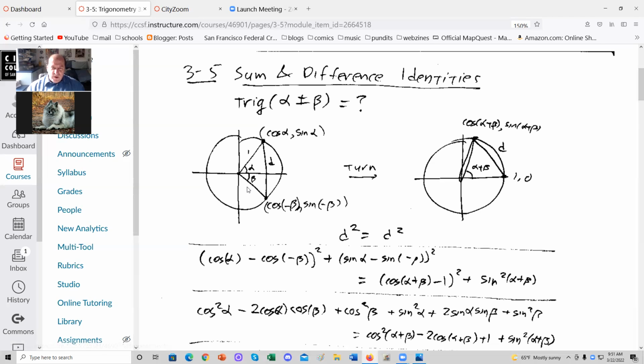Now, since we're just rotating these two triangles, this distance here and here are the same distance. So d squared is the same. So this d squared equals this d squared, thus. And this d squared we take as a difference, we use the distance formula. So d squared will be this minus this squared, cos alpha minus cosine negative beta all squared plus this.